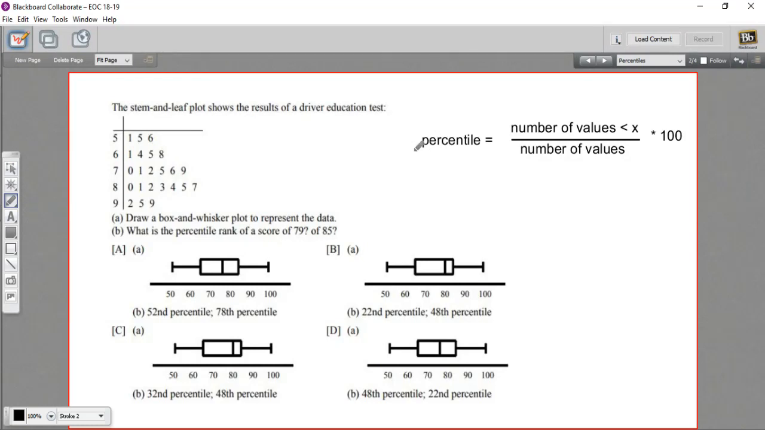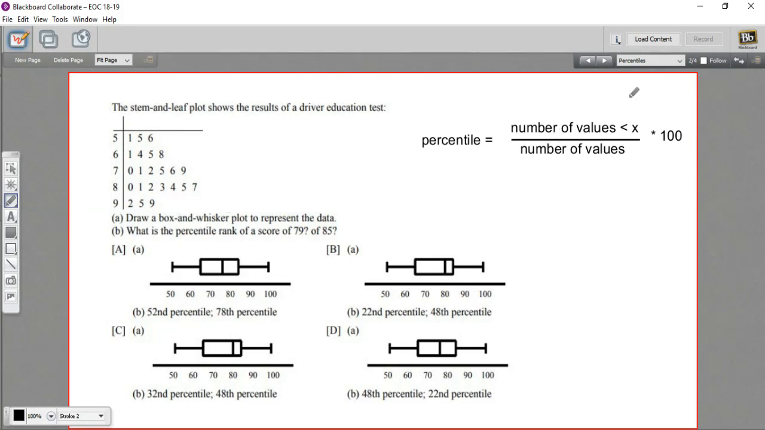In these problems, we're working with percentiles. And percentiles are numbers that show you what percent of the data in a data set is lower than the value that you're looking at. The calculations are pretty simple. As long as you've got a data set that's arranged from lowest to highest, it's pretty easy to figure out.